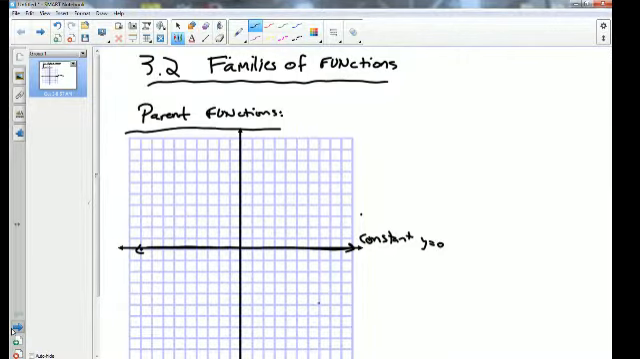So just know that. What happens if I add 2? Moves up 2, right? What if I subtract 3? It moves down 3. Okay, so that's one of the themes you'll see. If you're subtracting from the y value, it's up, just a movement up and down.